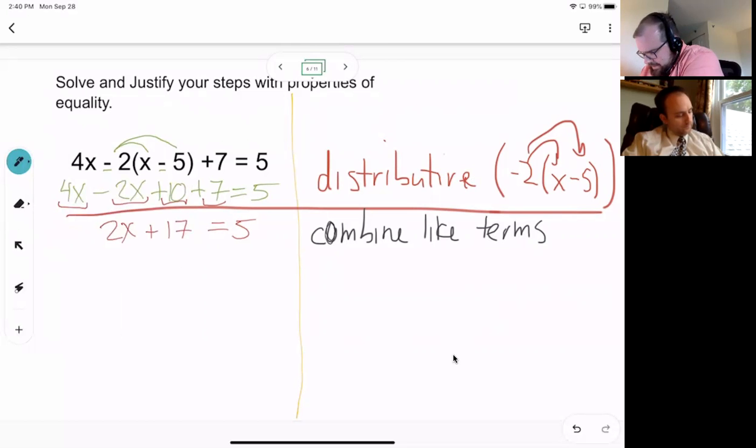Now I've got 2x plus 17. I know that if I want to get the x by itself, I'm going to take 17 away from both sides.